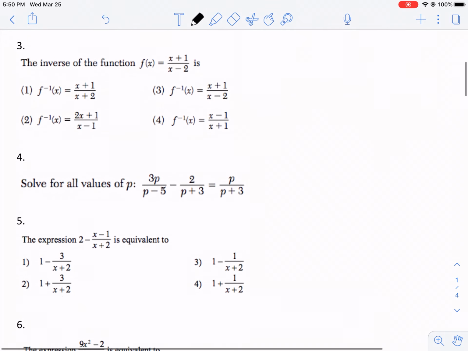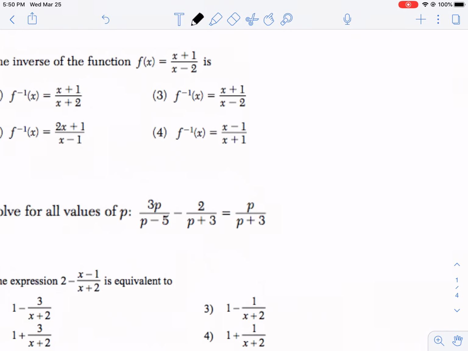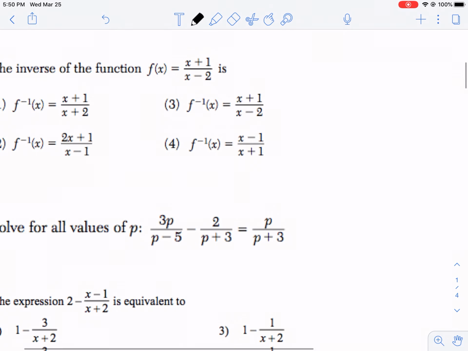Number 3. What's the inverse of this function? Well, f of x is a fancy way of saying y, and the process of taking the inverse is switching the x and the y. So right here is my inverse step. X is equal to y plus 1 over y minus 2.